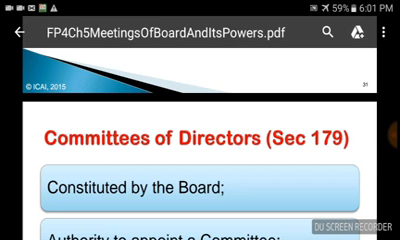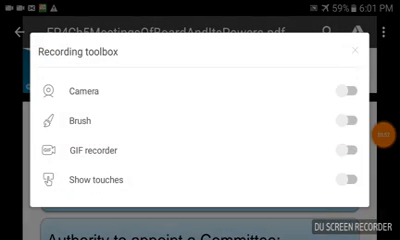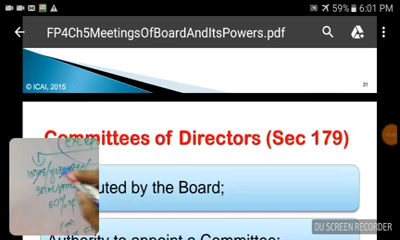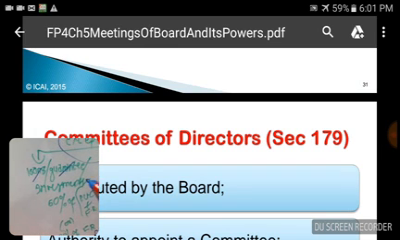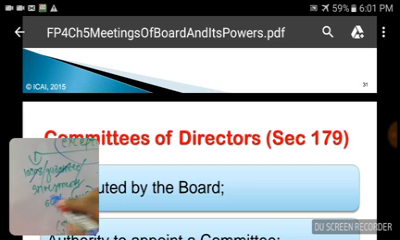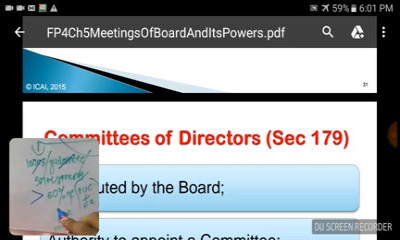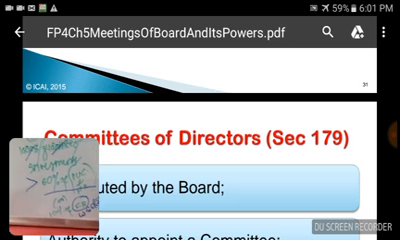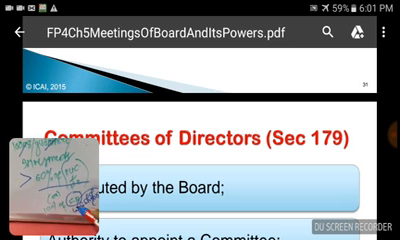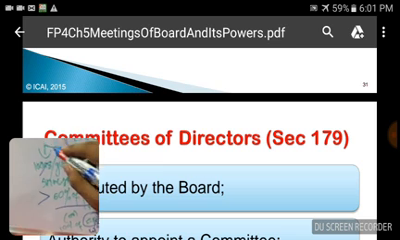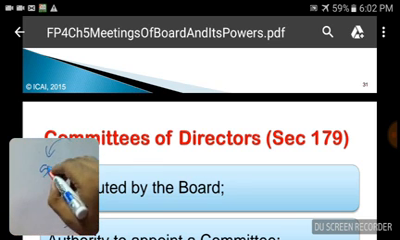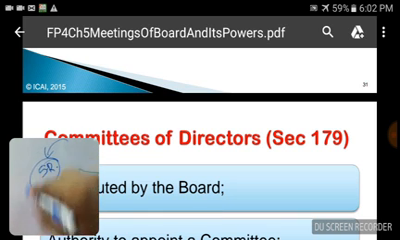See this: sell, lease or otherwise dispose of one or more undertakings of the company. What is an undertaking? Out of the total assets of the company, if any of the companies has more than 20% of total assets or 20% of net worth, or any undertaking which generates more than 20% of income, then that segment is called an undertaking.